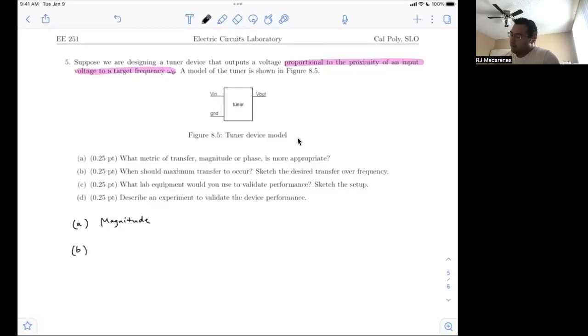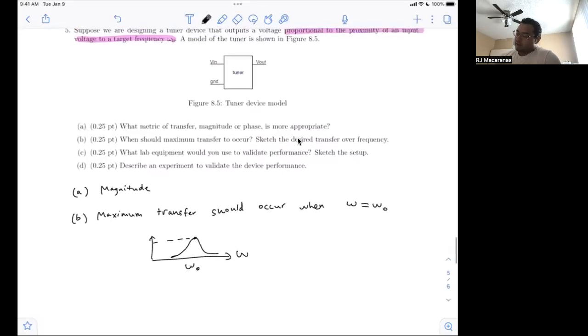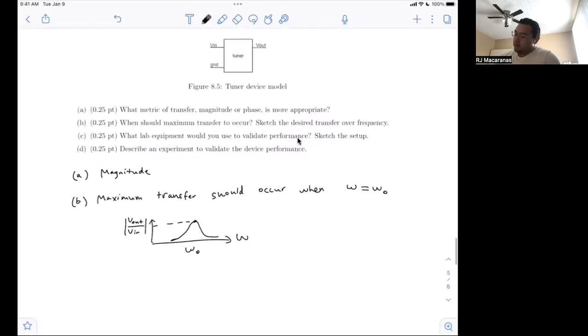right? And then, when should maximum transfer occur? Maximum transfer should occur when we're at that target frequency, when omega equals omega naught, I suppose. So when that input frequency omega is the target frequency omega naught, and then if we were to sketch this desired transfer, then at omega naught, this is going to be whatever the maximum transfer is. So we'll just draw this here, and then it should taper off about omega naught. And that's the response that we want. So on this vertical axis, we've got the transfer, the magnitude of V out divided by V in.